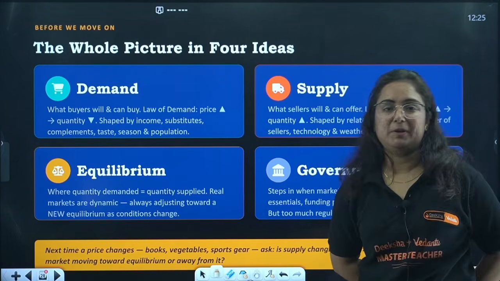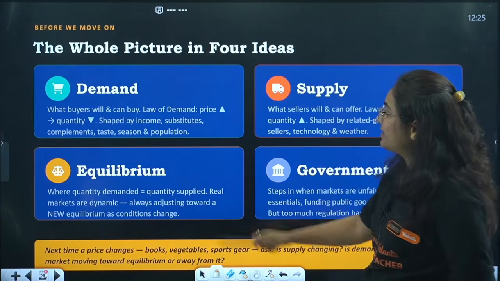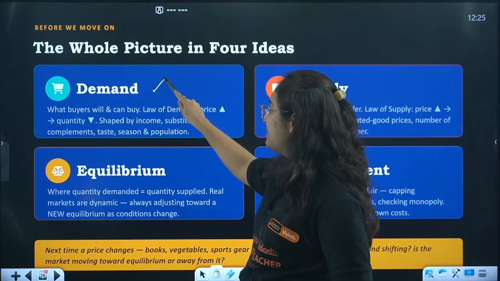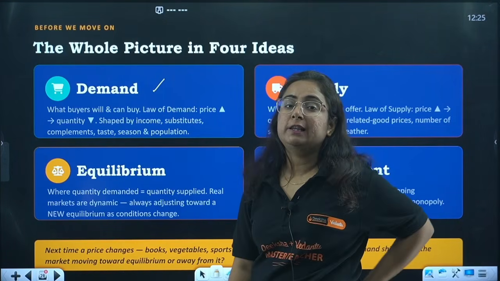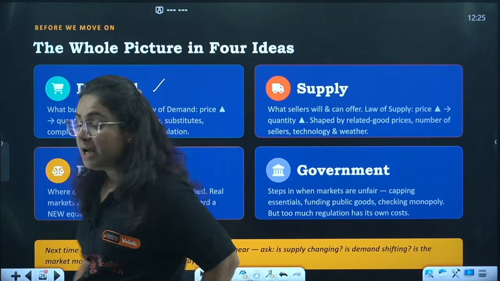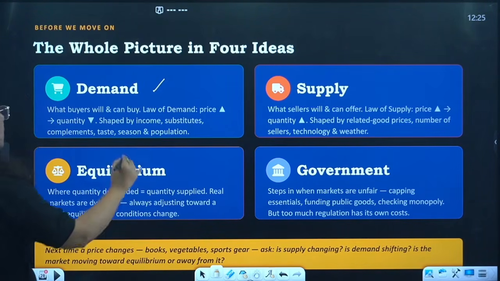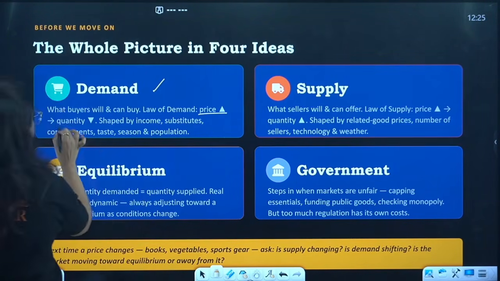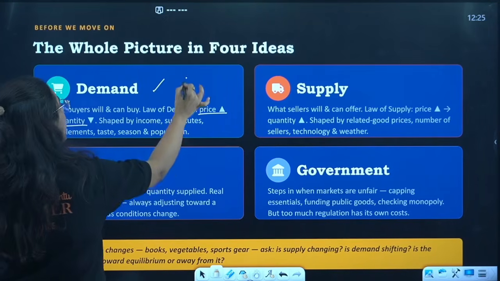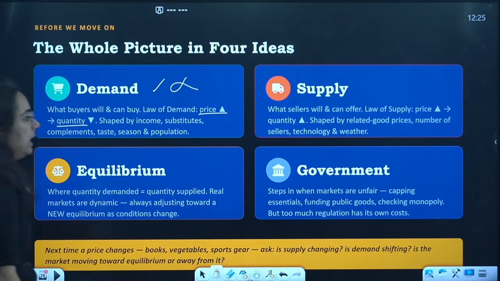So, just a whole picture of the chapter in one go. We studied demand. So what is demand, beta? Demand is basically the willingness plus ability of a person to buy a product. Law of demand: when price increases, the quantity demanded decreases, because there is an inverse relation between demand and price.